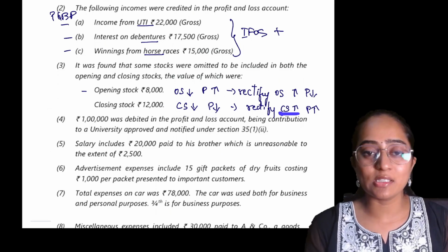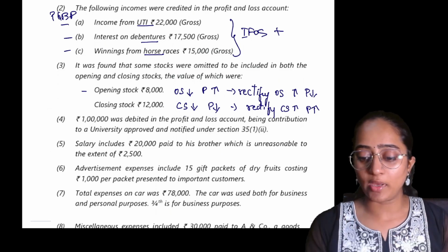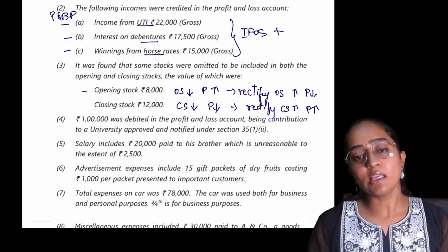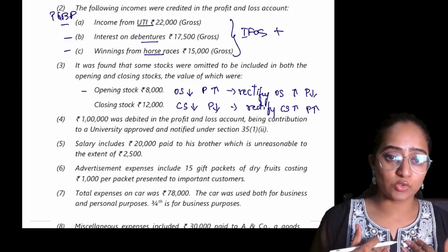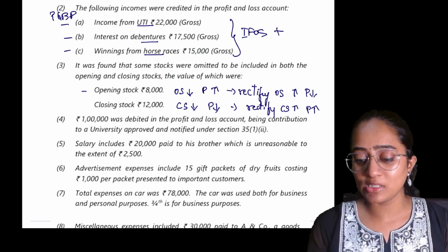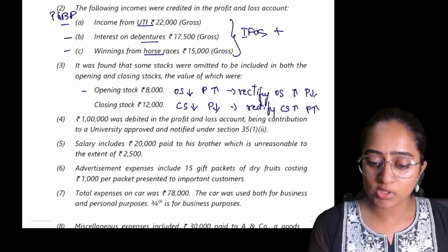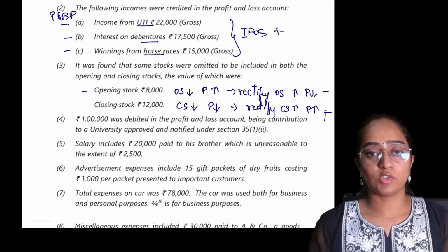And to rectify the effect, I need to increase the closing stock. If I need to increase the closing stock, the effect that I will give in my profit is add. In my PGBP, I am going to subtract my closing stock and add my opening stock.